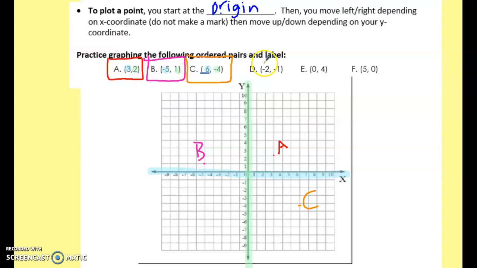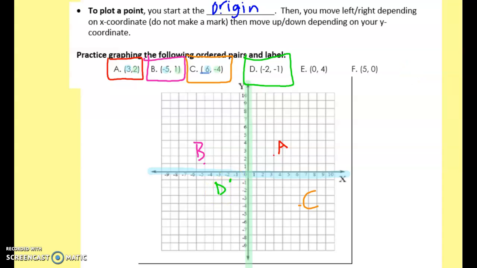All right, another one here, D. Sometimes I think it's helpful just to see a bunch of different examples. D, negative 2, negative 1. So negative 2, again, I'm moving left and right first, going down Brownsville, going down the blue. So here's my negative 2, down negative 1, and here would be my location for D.